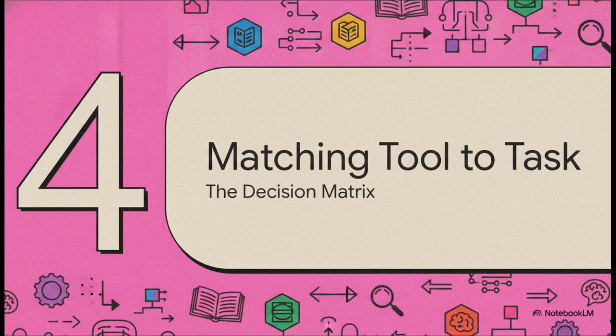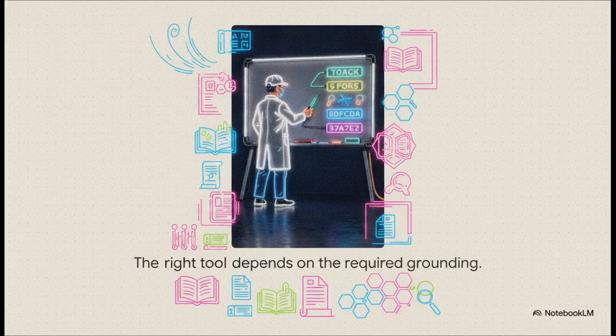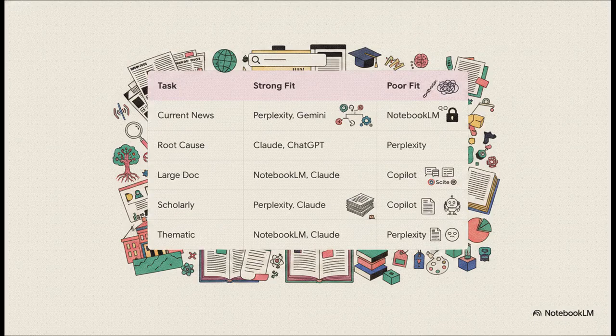Section 4. Matching tool to task. Let's build the matrix. So choosing the right tool always comes down to grounding. Ask yourself this before you start. Does my task require open generation and ideation? Does it require live real-time web access? Or does it require strict grounding in a very specific provided corpus of documents? The crucial point to remember is that moving fluently between different tools is the absolute hallmark of a skilled researcher.